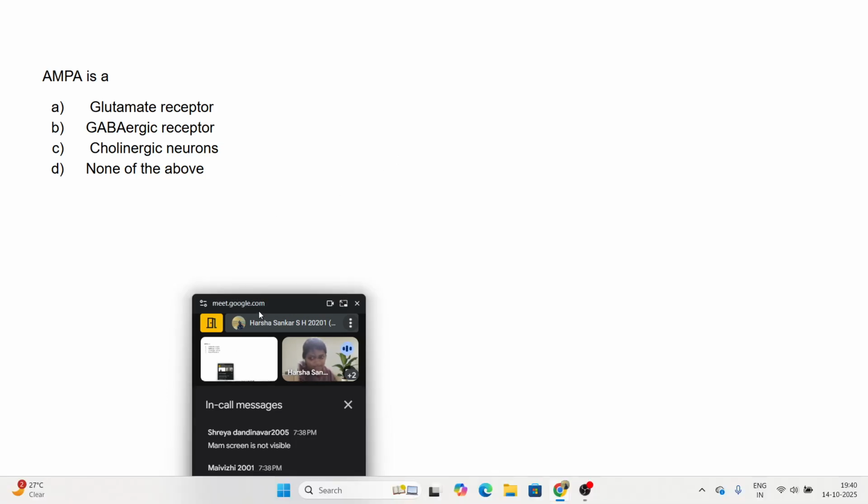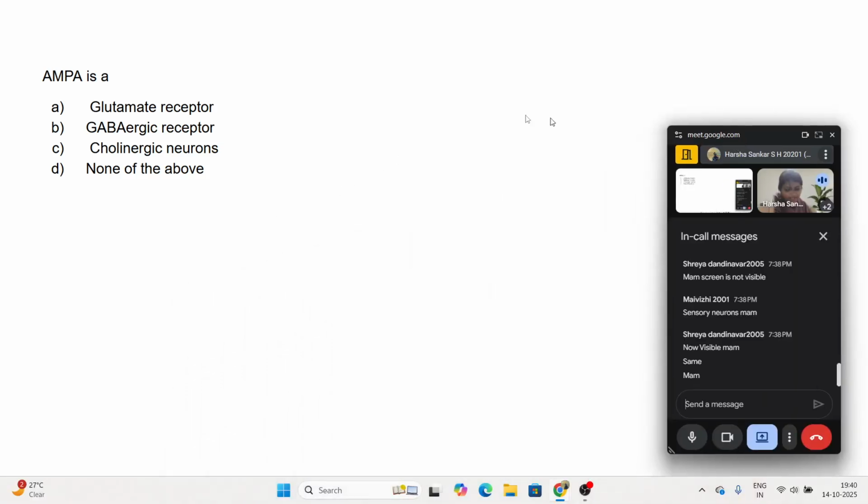AMPA is a dash receptor: glutamate receptor, GABAergic receptor, option C cholinergic neurons, option D none of the above. What is AMPA? We learned about AMPA and NMDA. What are those? Where have we learned this? We learned it in the skeletal system.